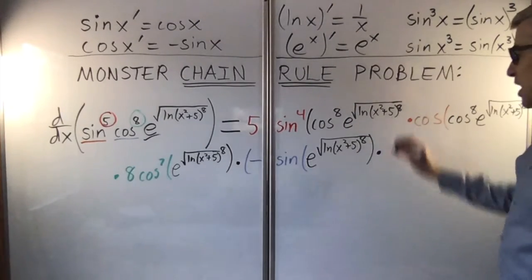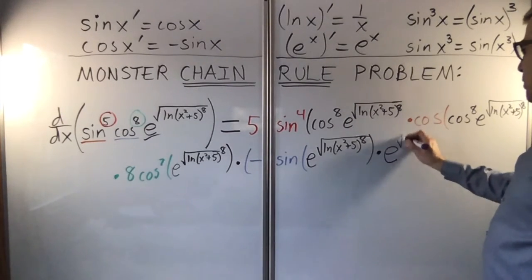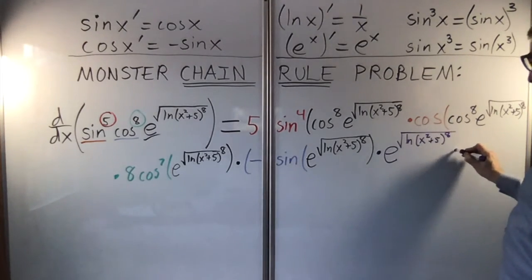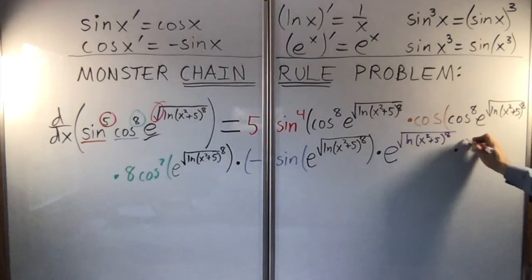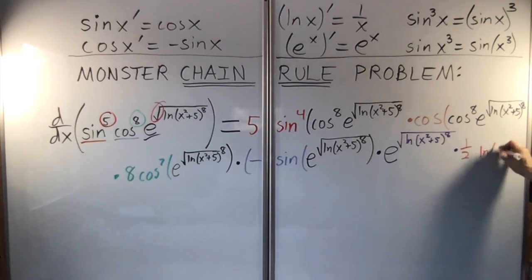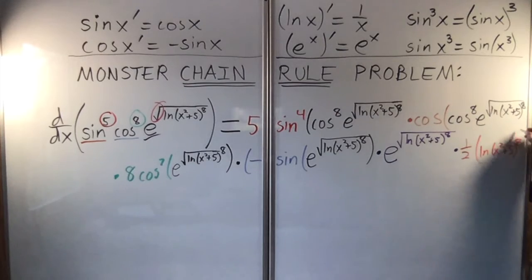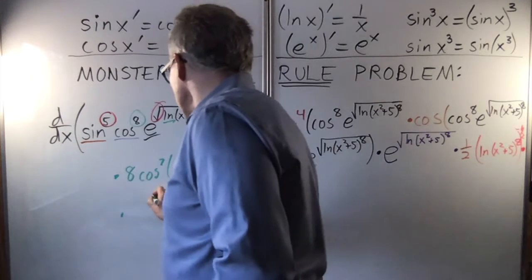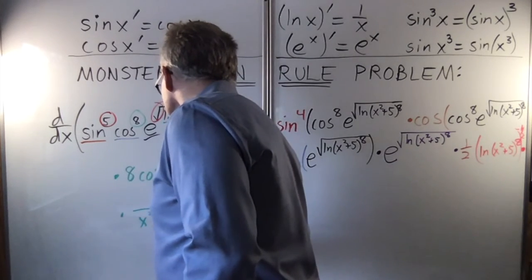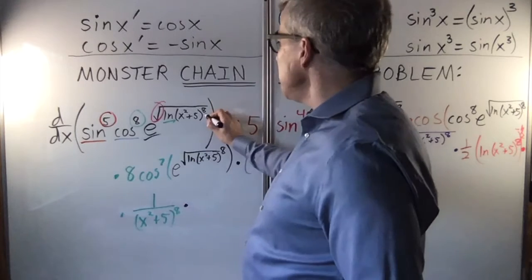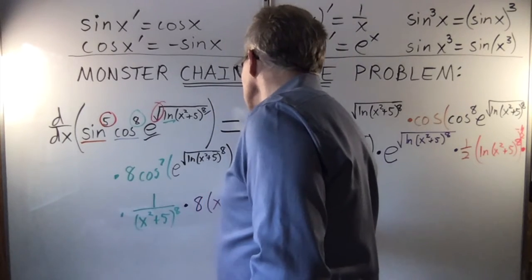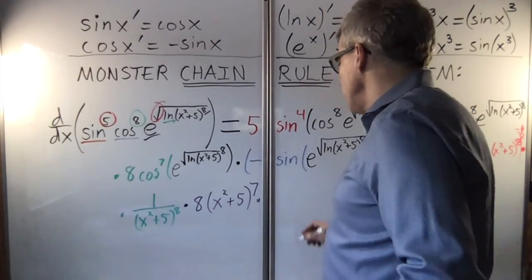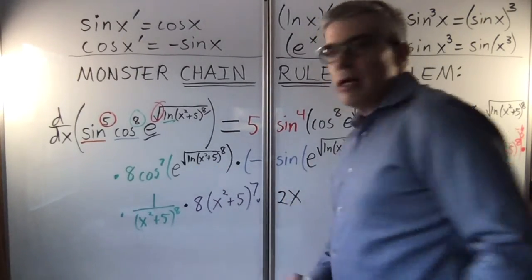The derivative of e to the blah is e to the blah. E to the square root natural log x squared plus 5 to the eighth, times the square root. We get 1/2 of natural log x squared plus 5 to the eighth, all to the negative 1/2, times the natural log gives us 1 over x squared plus 5 to the eighth, times the eighth power gives us 8 x squared plus 5 to the seventh, times, finally, the derivative of x squared plus 5 is 2x, and that's it.